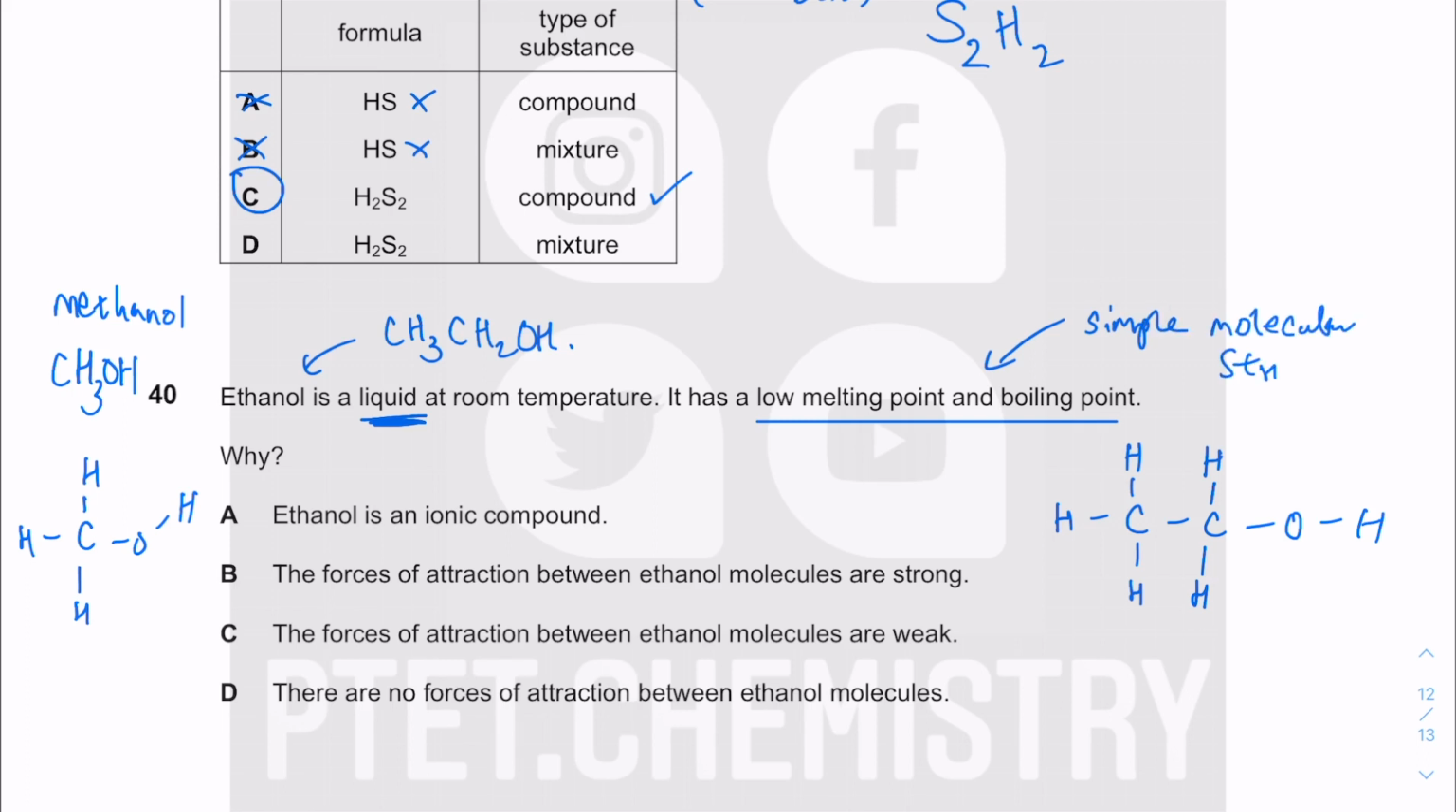I have just drawn you the structure, but even without the structure, if I give you the formula, you should be able to draw it based on carbon being a group 4 element. It forms 1, 2, 3, 4. Carbon, group 4, forms 1, 2, 3, 4. Oxygen, group 6, forms 2 covalent bonds. Each of the hydrogens forms a single covalent bond. So ethanol is not an ionic compound. It's a simple covalent molecule. So A is wrong.